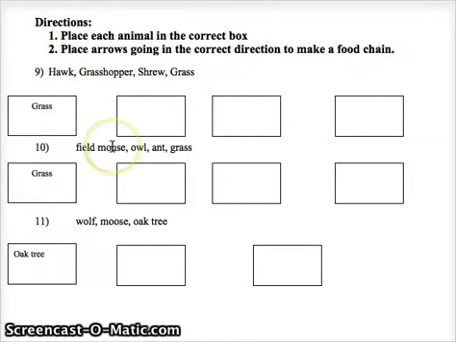This is following the same directions. You have field mouse, owl, ant, grass. Place each animal in the correct box. Put arrows in the correct direction to make a food chain. Do this, and then press play.